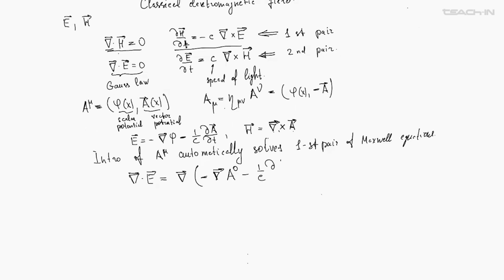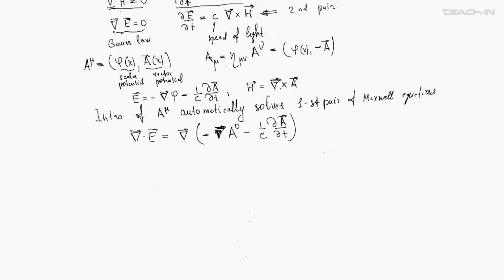And then you have two nablas acting on A0, and these two nablas give you nothing else than nabla squared, which is the same as the Laplace operator. So you have minus Laplacian of A0, but this is equal to 0. Let's write equal to 0. If you multiply everything by minus, I get here Laplacian acting on A0 plus 1 over c d over dt, divergence of A equals 0.